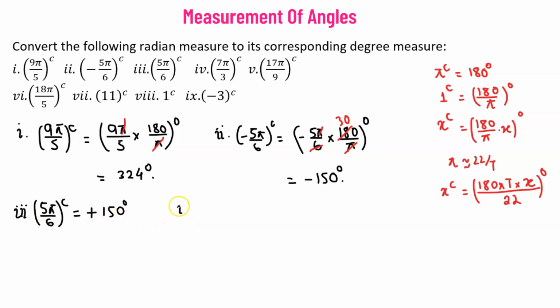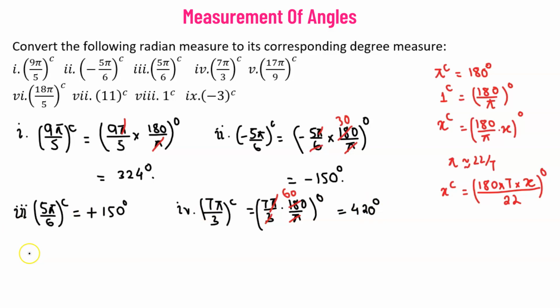Moving on to number 4. In number 4, we have 7 pi over 3 radians. All we have to do is take 7 pi over 3, multiply it with the factor 180 over pi, and calculate the value to get the degree measure. So we have pi and pi cancelling out. 3 times 60 is 180 degrees, and 60 times 7 will be 420 degrees. So that means the equivalent degree measurement will be 420 degrees.